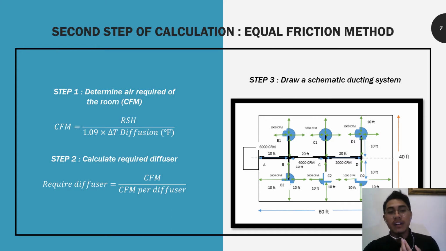And step 2 is to calculate the required diffuser. The formula is required diffuser equal to CFM divided by CFM per diffuser. CFM per diffuser, we need to refer to the catalog. And the next one is step 3, draw a schematic ducting system. The picture below is just an example for step 3.